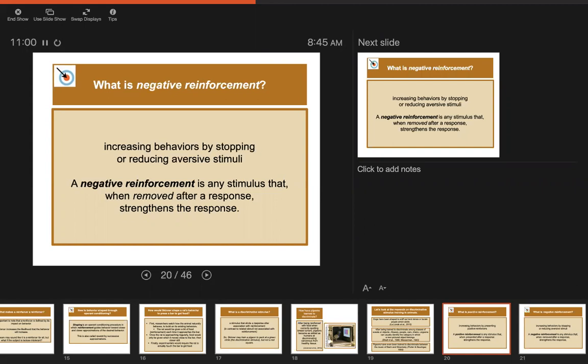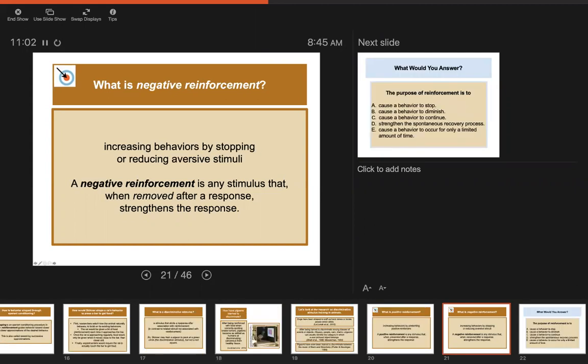Negative reinforcement, don't get caught up on that negative term, it doesn't mean bad, is increasing behaviors by stopping or reducing an aversive stimulus, right? A negative reinforcement is any stimulus that, when removed after a response, strengthens the response.